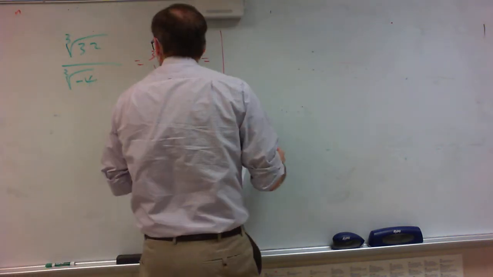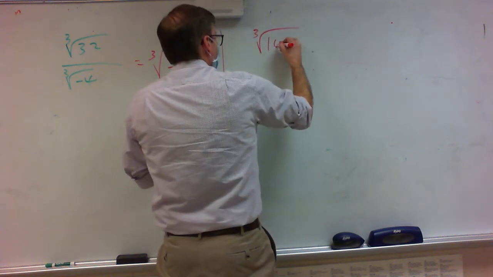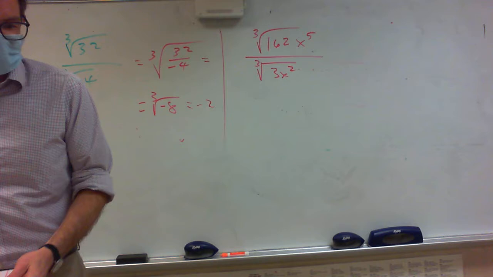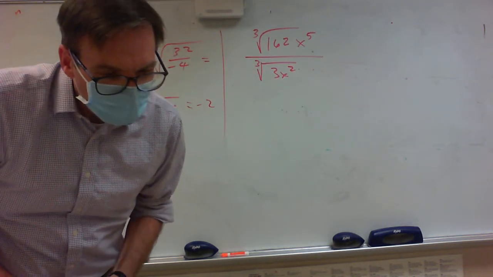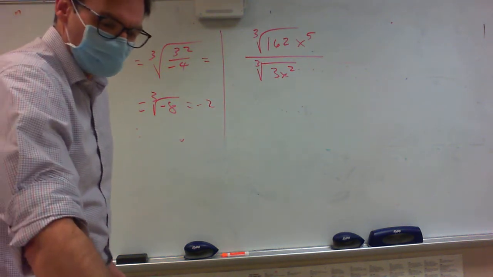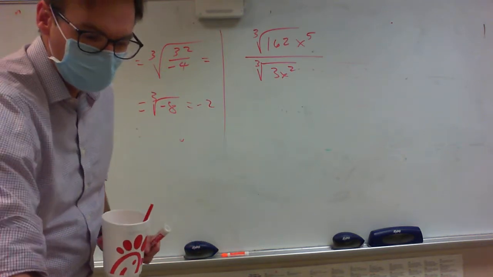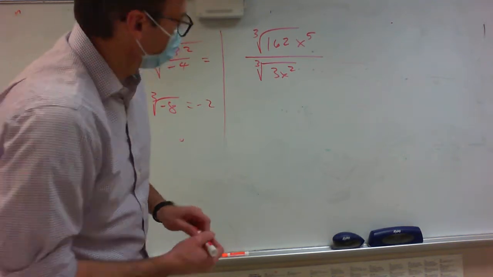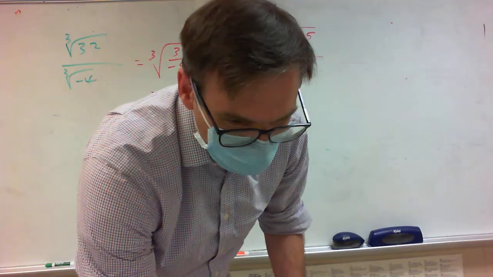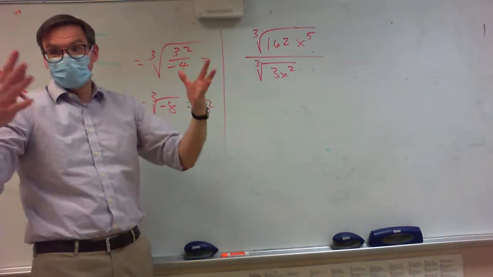So your turn, but I'm going to put some x's in it. What if I give you the cubed root of 162x to the 5th over the cubed root of 3x squared? So, cubed root over cubed root, make one giant cubed root.